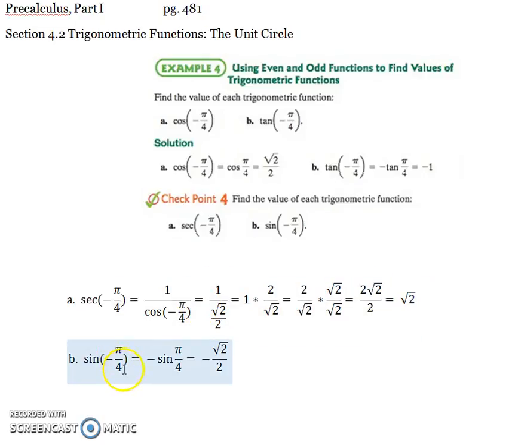The sine of negative pi over 4: sine is an odd function, so that negative comes out front. We still can calculate sine of pi over 4, but we have to have that negative in our answer. And the sine of pi over 4 is square root of 2 over 2. But because it was a negative pi over 4, it's a negative square root of 2 over 2.